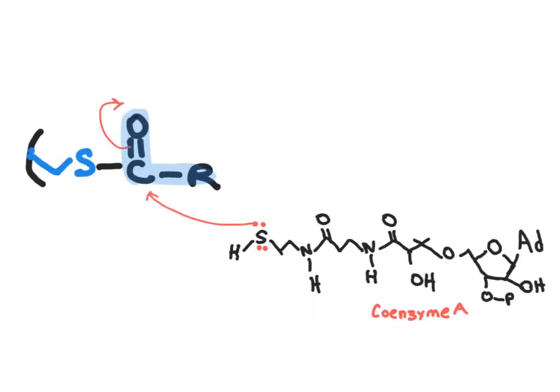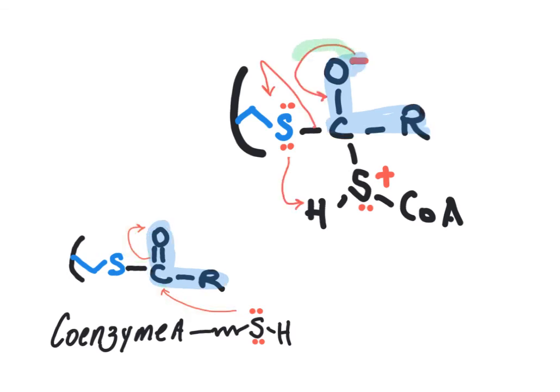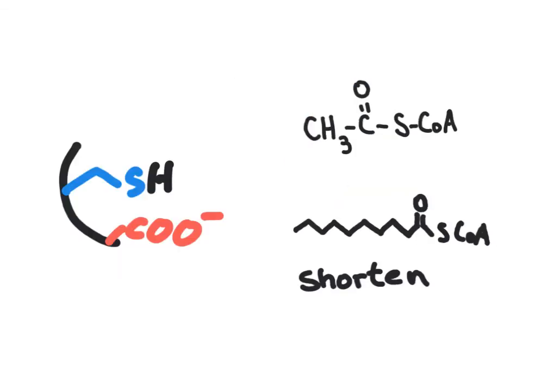To release the fatty acid from the active site of this enzyme, we will use coenzyme A. After the nucleophilic attack of the thiol group on the thioester, we will have the formation of a tetrahedral intermediate that, when it collapses, will form a thioester bond with coenzyme A. We will get 2 products: the fatty acid that is shortened by 2 carbons, and acetyl coenzyme A that can enter the citric acid cycle.